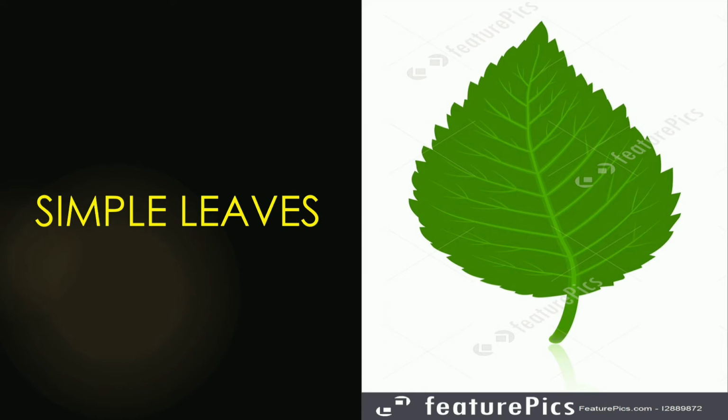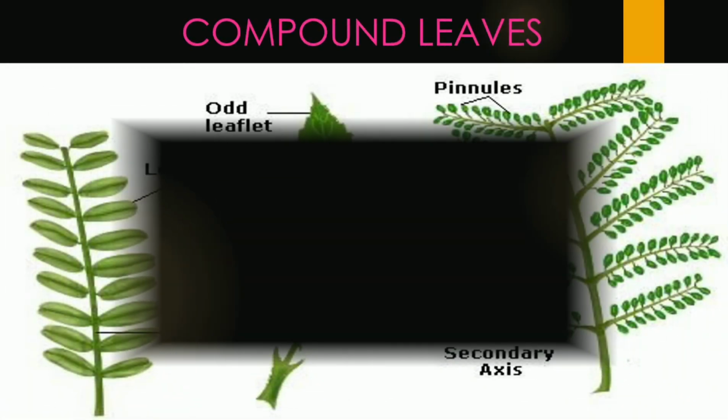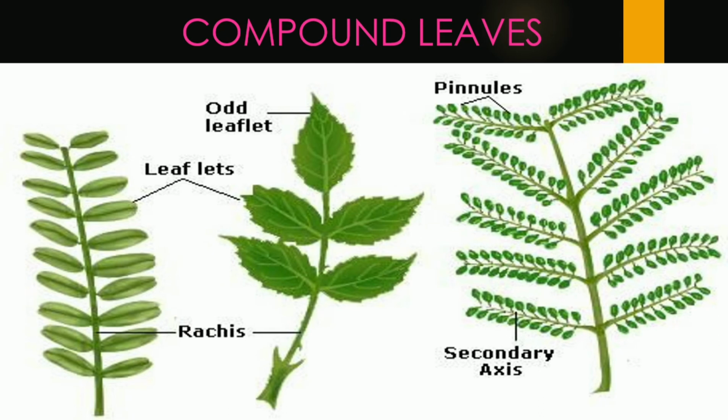Then the next is compound leaves. In a compound leaf, the leaf blade is divided into many small leaflets. For example, gulmohar, neem tree, and tamarind tree. All these trees have compound leaves because the leaf blade is divided into many small leaflets.